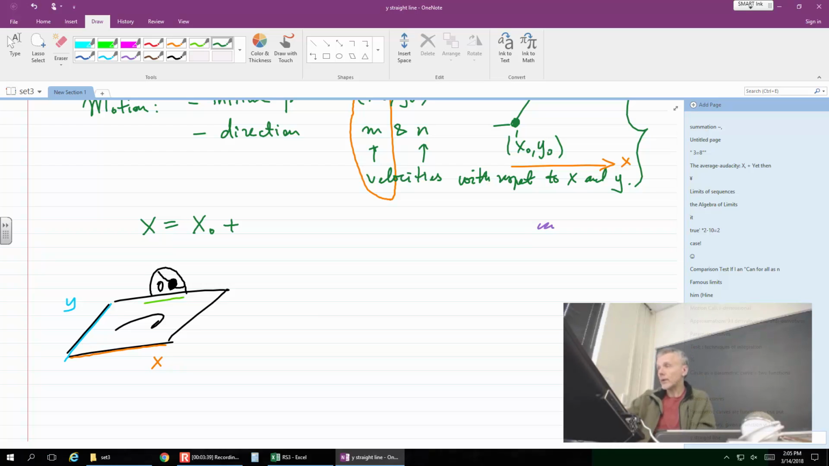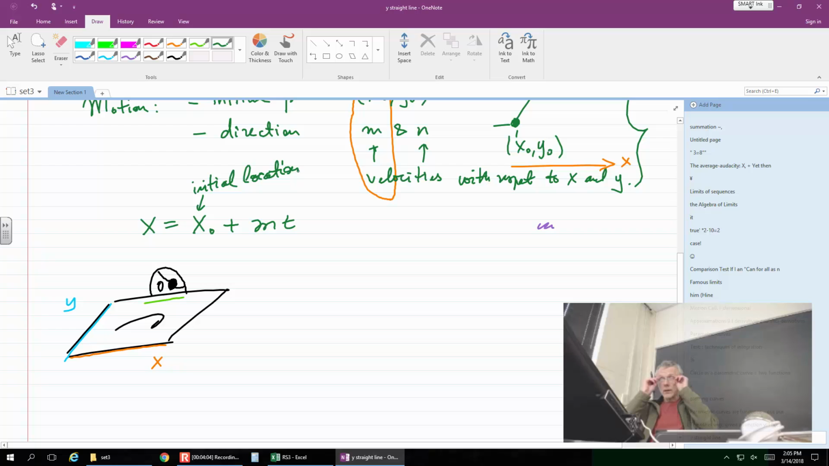Then I'm just investigating that, and what I'm saying is that my equation will be very simple. If the horizontal velocity relative to x is m, then I just multiply it by t. So starting with x naught, the initial location, and then every unit of time I progress m units to the right. So where am I? I'm at x naught plus mt.